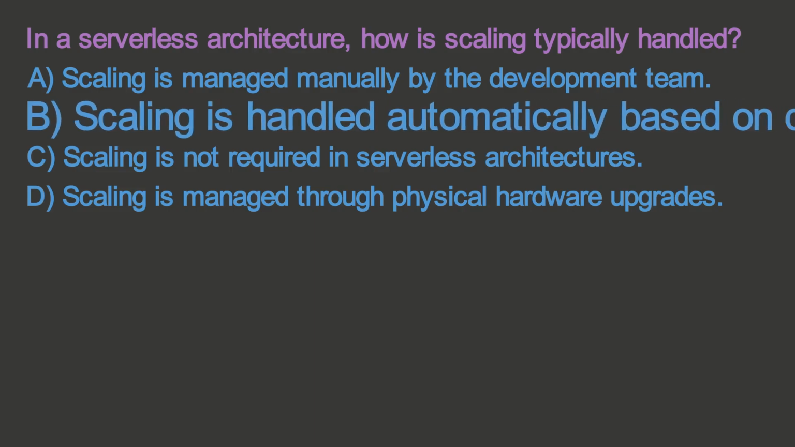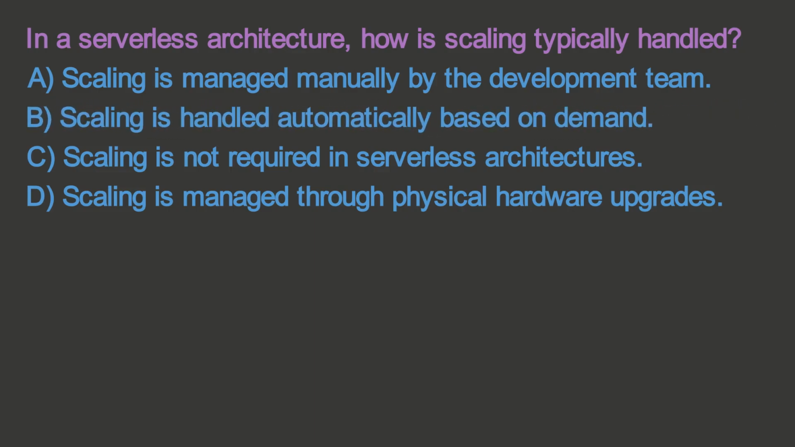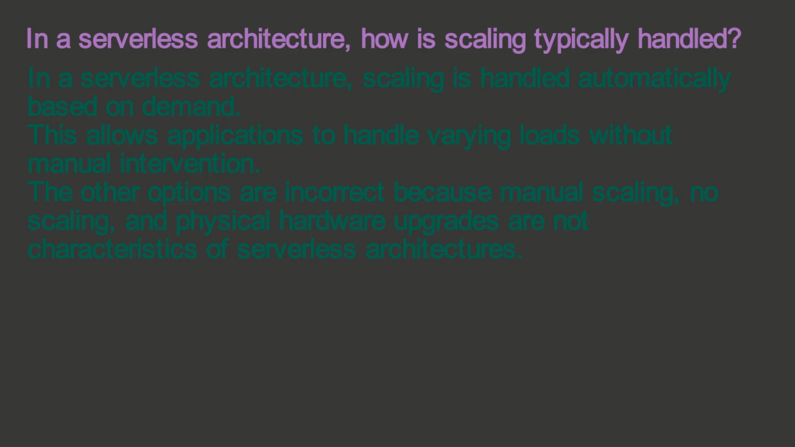The correct answer is B. Scaling is handled automatically based on demand. In a serverless architecture, scaling is handled automatically based on demand. This allows applications to handle varying loads without manual intervention. The other options are incorrect because manual scaling, no scaling, and physical hardware upgrades are not characteristics of serverless architectures.